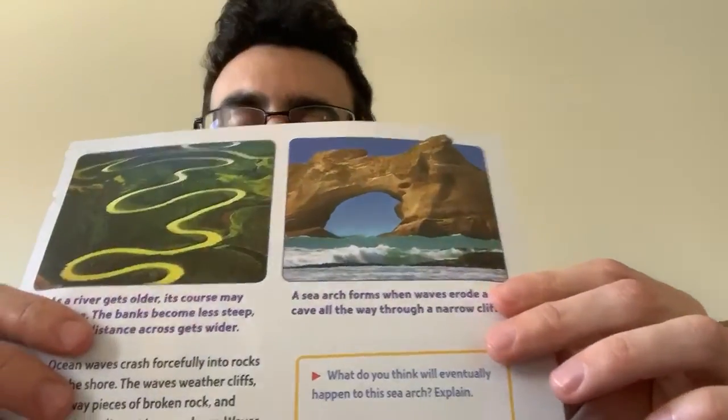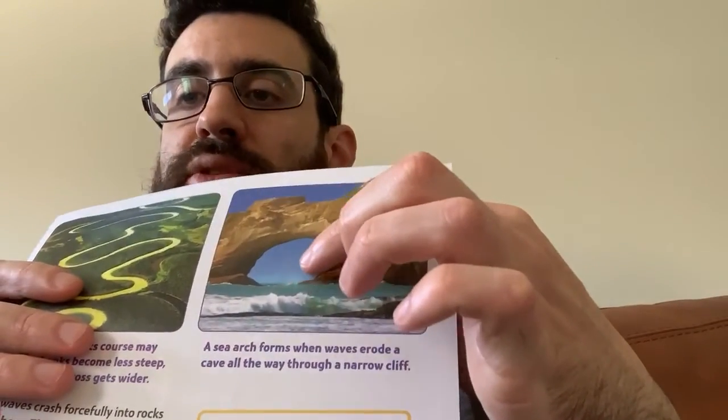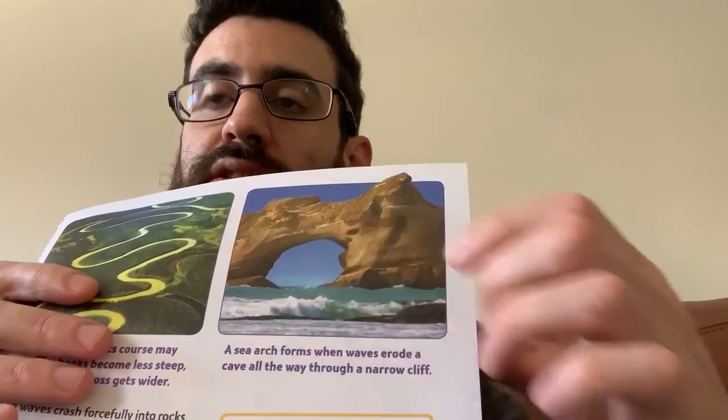If you look at the pictures up top, I'm on this page. It says, as a river gets older, its course may change. The banks become less steep and the distance across gets wider. A sea arch forms when waves erode a cave all the way through a narrow cliff. So this sea arch here didn't always have this hole in it.